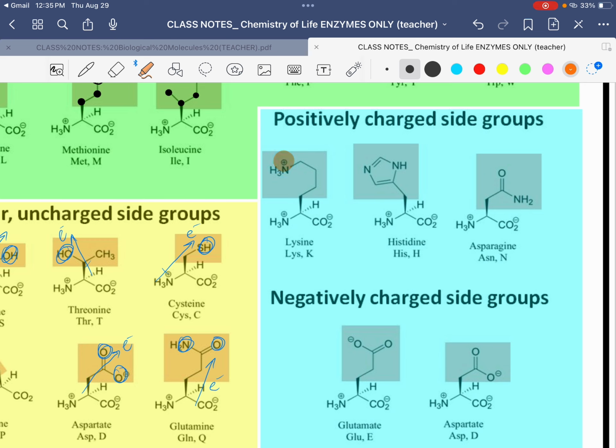Right, so here's a positive charge. Here's, oh, sorry, that's the amino group. Don't count that one. Only look at the R groups. This one here has a negative charge. This one here has a negative charge.